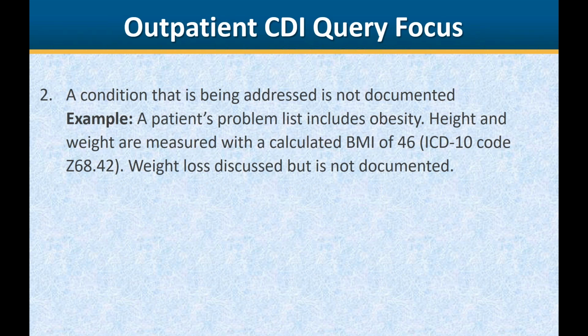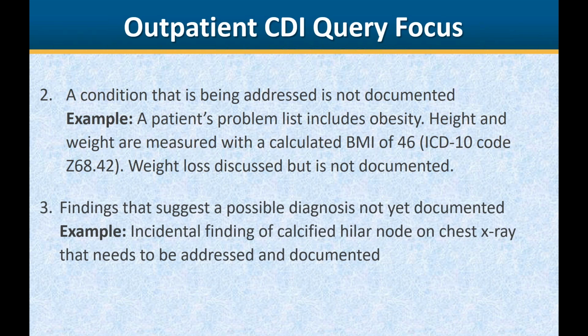You have to make sure that you're addressing things, or things that might be addressed, that aren't documented. So this is an example of a patient where the height and weight are documented. There's a BMI, and I talked about the need for weight loss, but I didn't document it. So I am addressing it, but I need to be careful to document it. Another example would be that there's some things that are suggested but not yet documented. So, for example, a calcified hilar node on chest X-ray, it's there and it suggests a diagnosis.